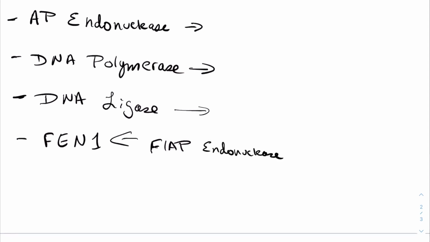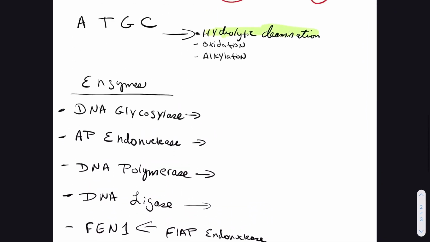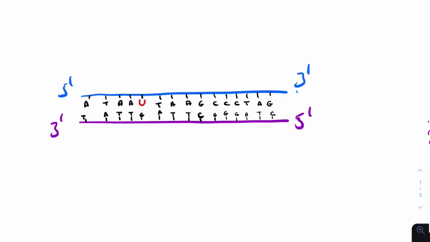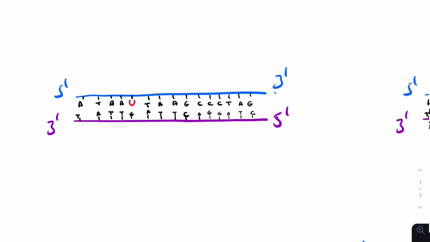Okay, so this is the basics for BER. Now let's go and see how these mechanisms work. Let's take all these enzymes we talked about and look at what needs to happen in order for a repair to take place, again, for these base excision repairs, or the BERs. So essentially what ends up happening is this.